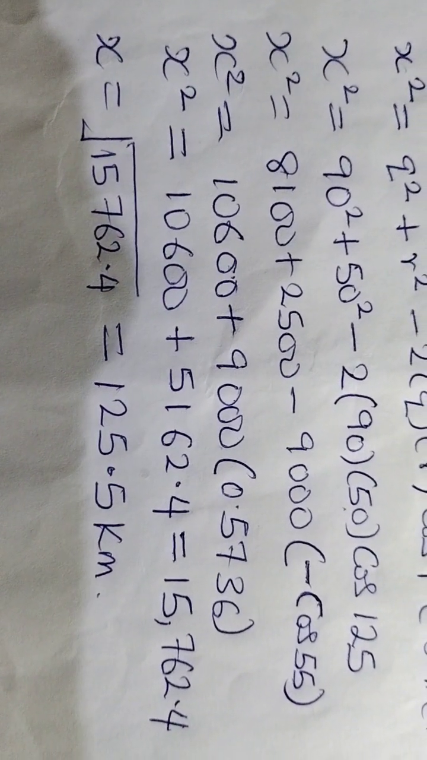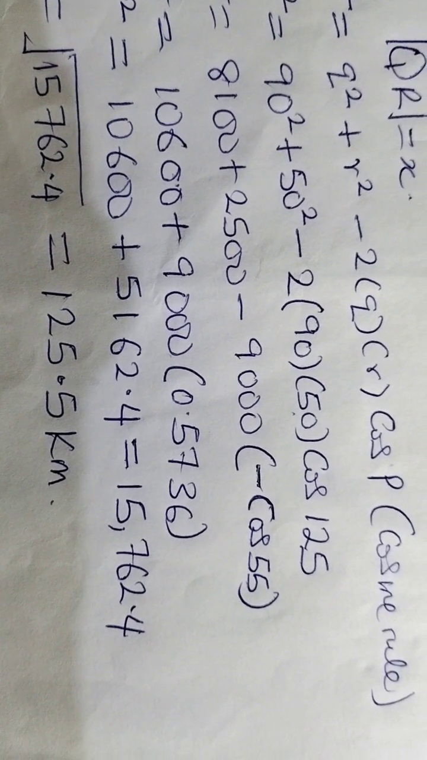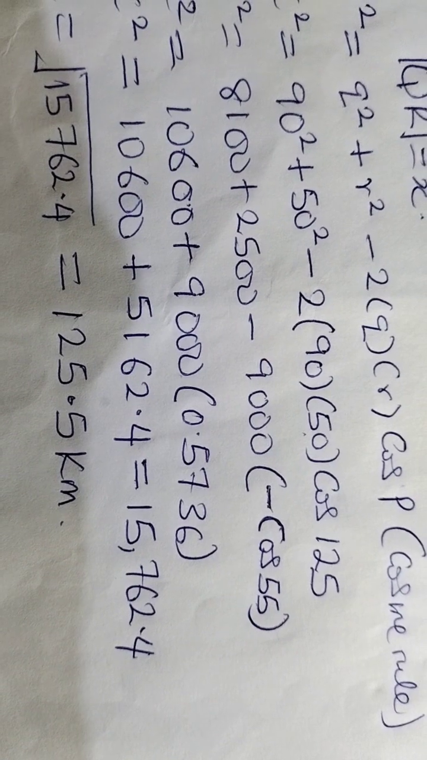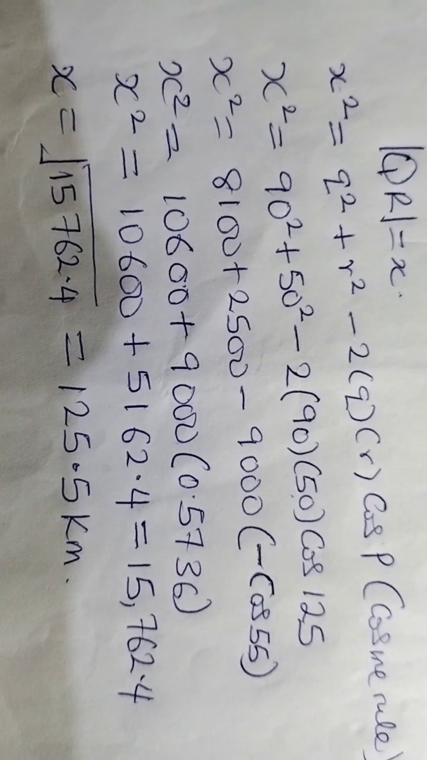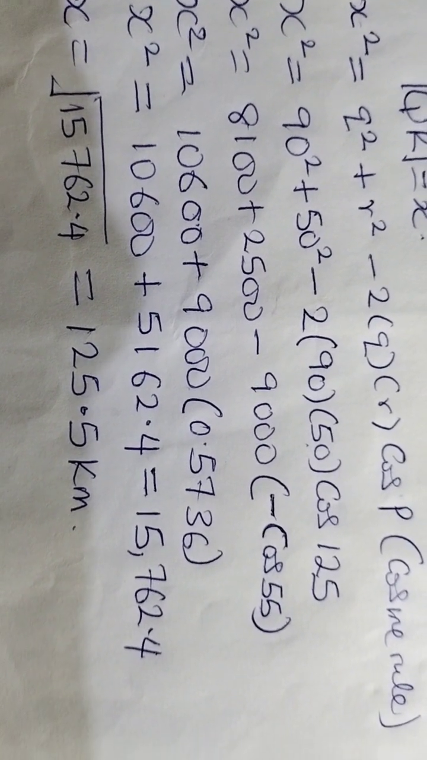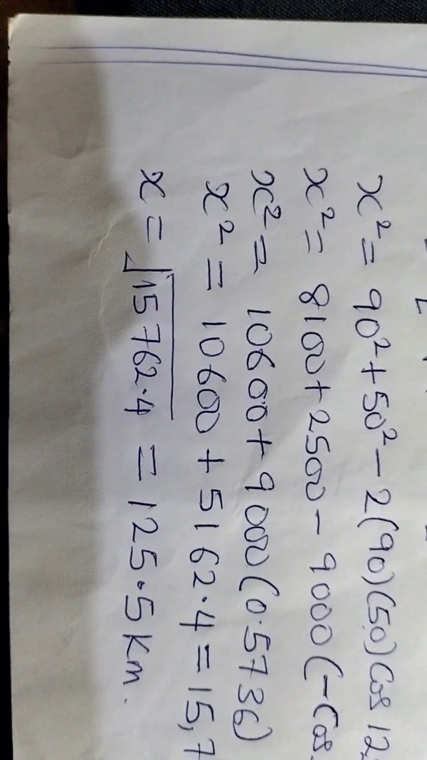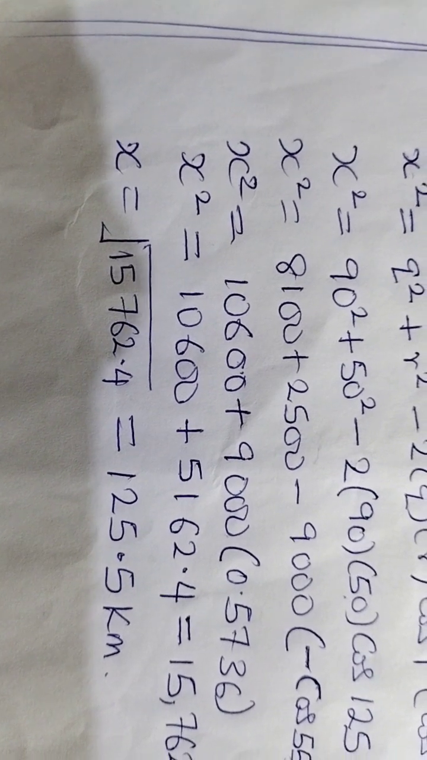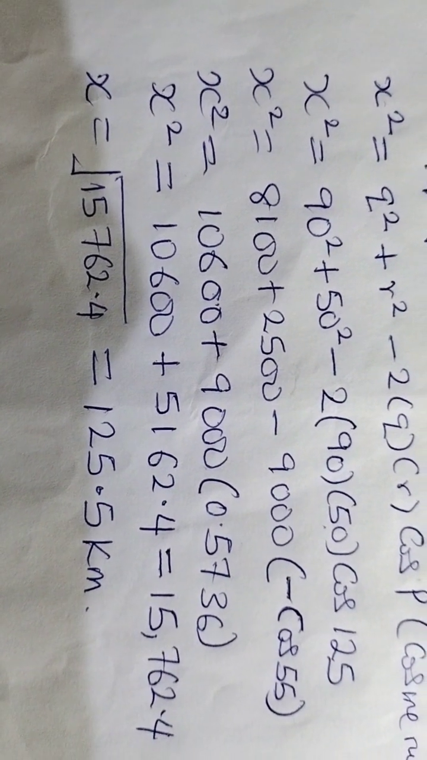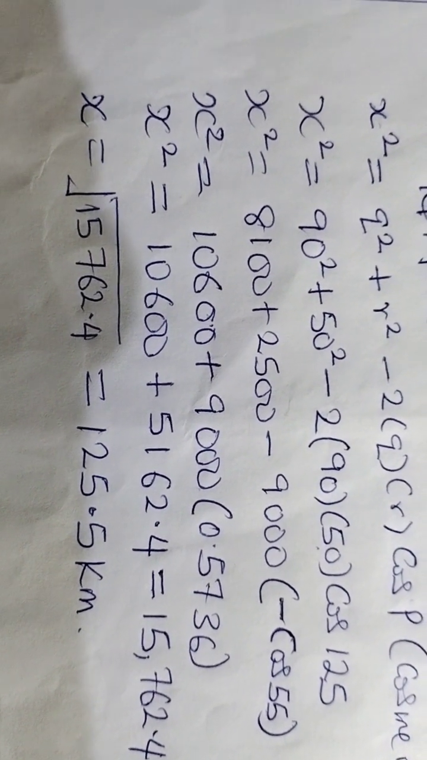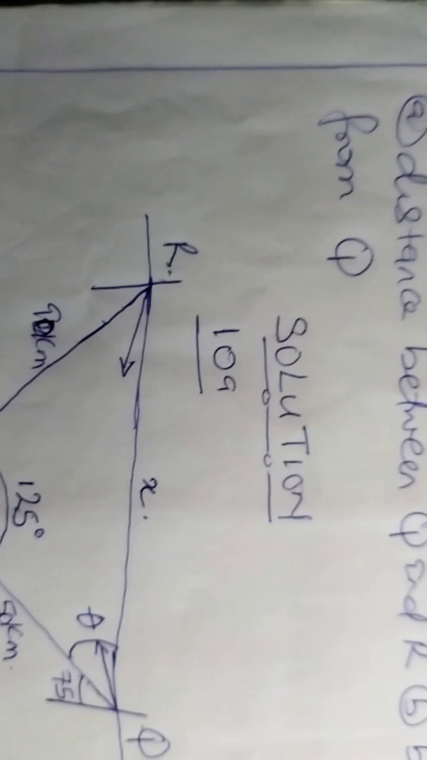0.5736. So S squared gives us 10,600 plus 9,000 times 0.5736, which gives us 5162.4. So adding 10,600 to 5162.4 gives us 15,762.4. Then making S the subject by taking square root on both sides, S becomes square root of 15762.4, and that will give us 125.5 kilometers.